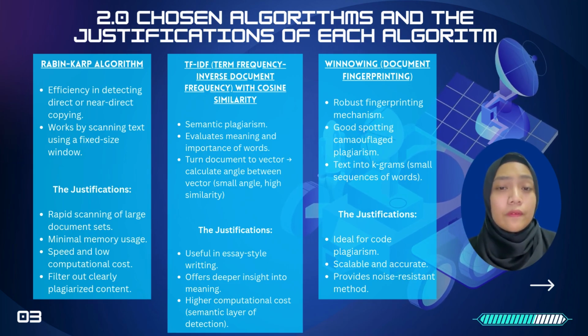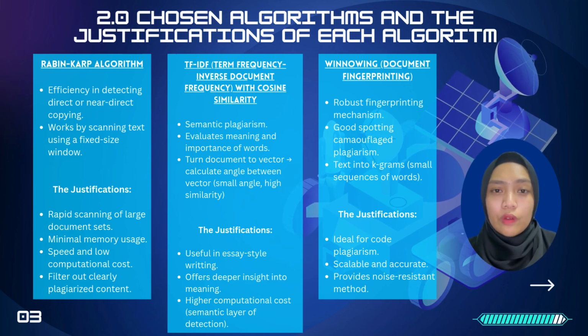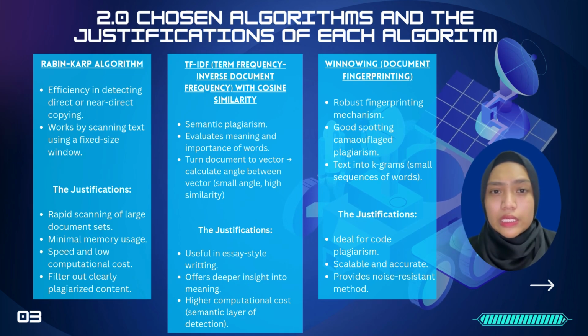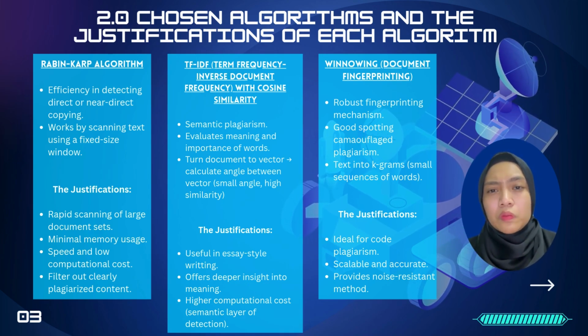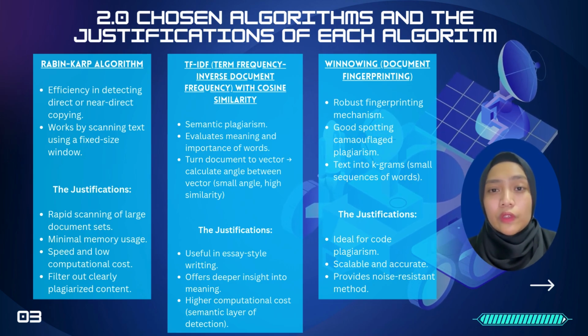term frequency inverse document frequency. Our choice is TF-IDF combined with cosine similarity, which targets semantic plagiarism such as paraphrasing and synonym substitution. Unlike Rabin-Karp, this method doesn't rely on exact word matching. Instead, it evaluates the meaning and importance of words within documents.